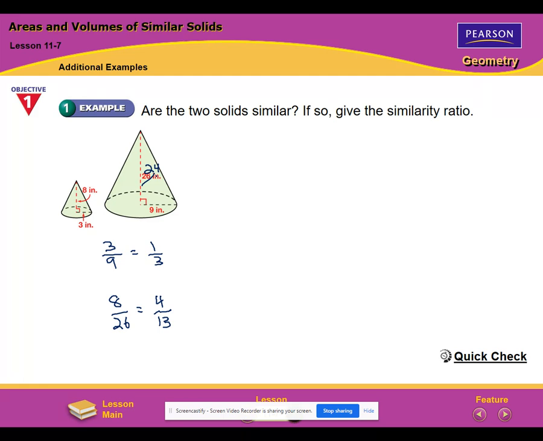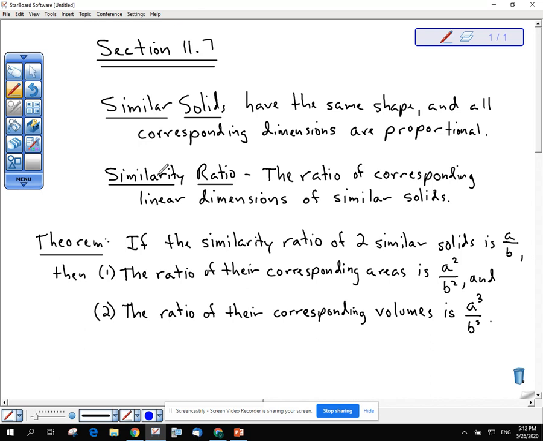All right, now back to the notes because I didn't talk about the theorem yet. So with all that in mind, if the similarity ratio of two similar solids is A over B, then the ratio of their corresponding areas is A squared over B squared. This looks very similar to something we saw in section 10.4. Back then we were dealing with two-dimensional figures exclusively. And right here, in essence, we are still dealing with a two-dimensional figure because we're talking about surface area. It's a three-dimensional figure, but we're talking about surface area.